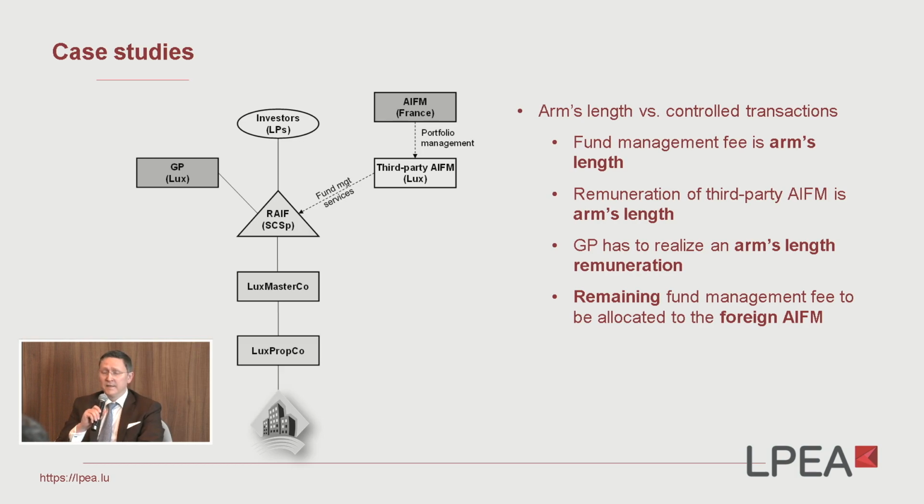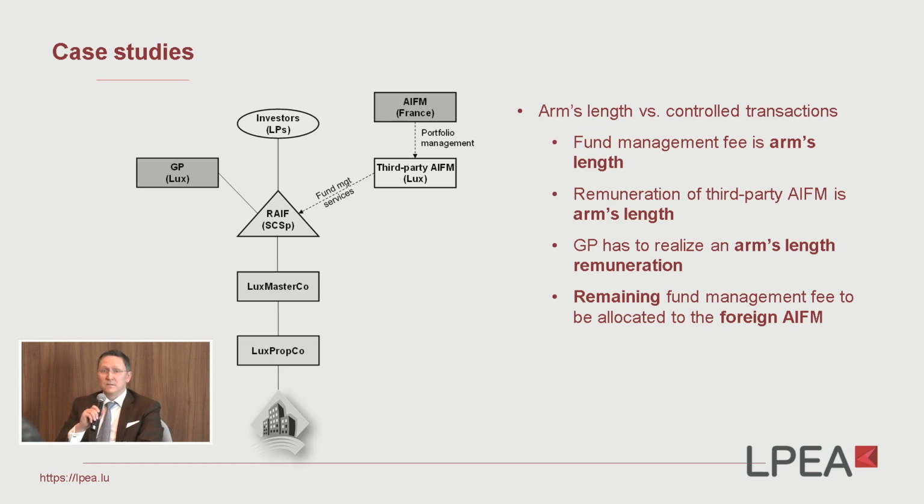So that means here we would need to focus on the Luxembourg general partner and the foreign IFM when it comes to determining an arm's length remuneration. The focus in this transfer pricing analysis would be to establish first that the overall fund management fee is arm's length. Then the second point, the remuneration paid to the third-party IFM is arm's length. And then we need to determine an arm's length remuneration for the general partner.